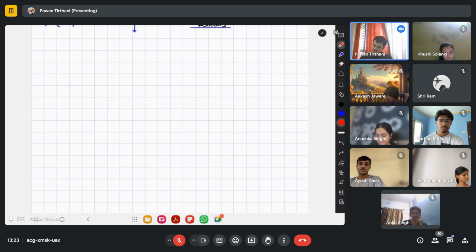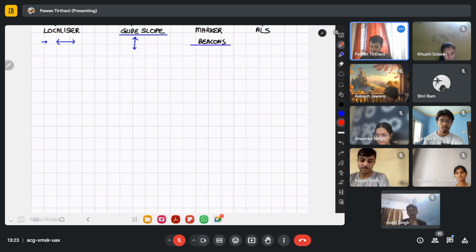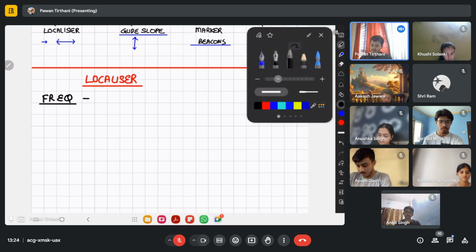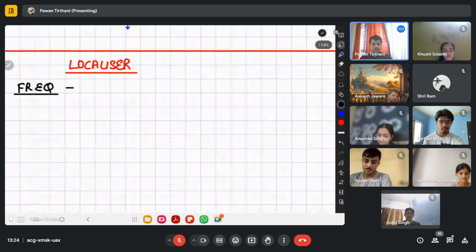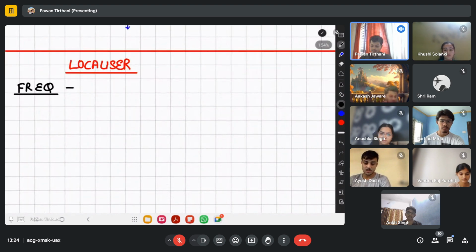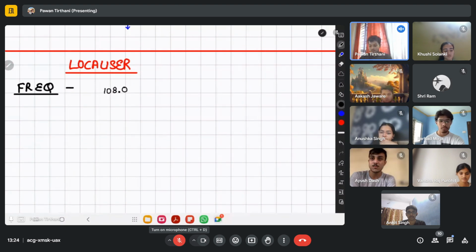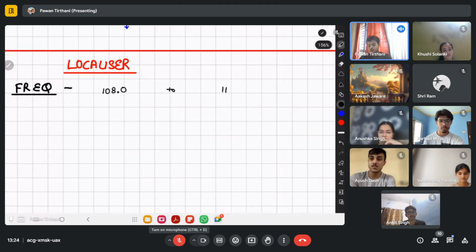So, the localizer, the first navigation aid that we are going to study, the component which gives us horizontal guidance. Firstly, we are going to study what frequency it operates on. In fact, have we studied the localizer's frequency band? Does anyone remember? 108.0 to 111.95 megahertz.